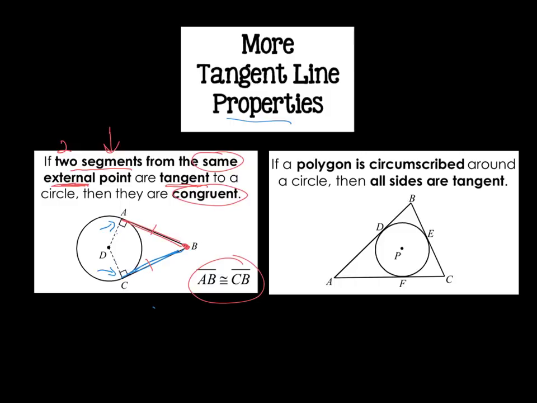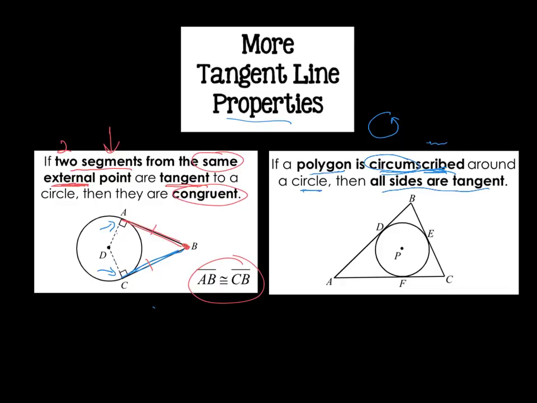Next, we have the idea that a polygon is circumscribed. So circum means to go around, and scribe means to write. So when we talk about circumscribing, we're talking about writing around. So if a polygon is circumscribed around a circle, then all sides are tangent.